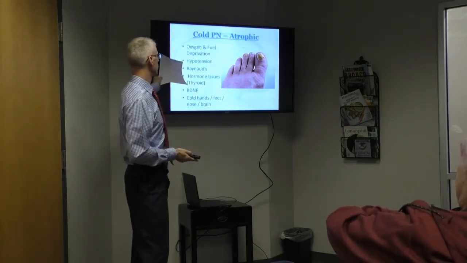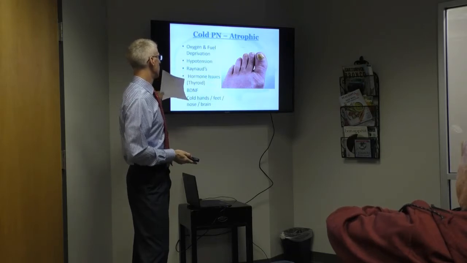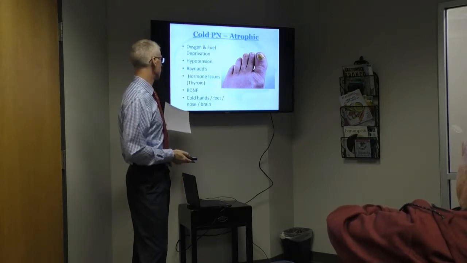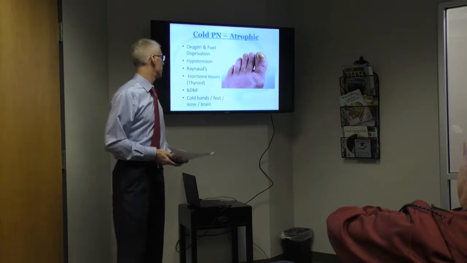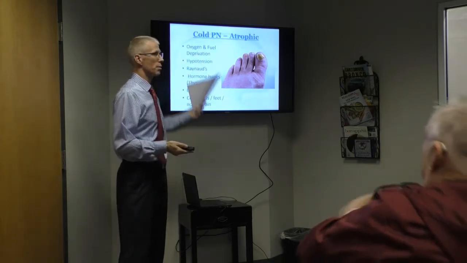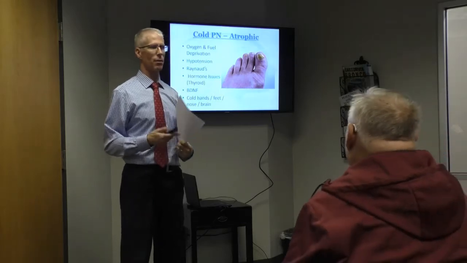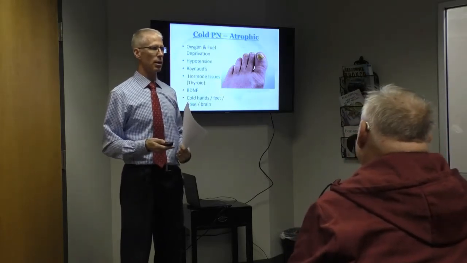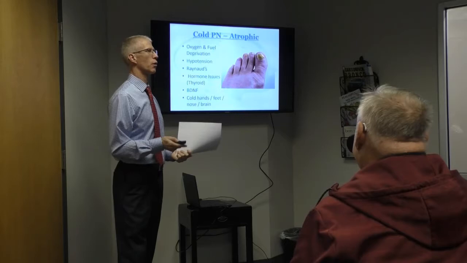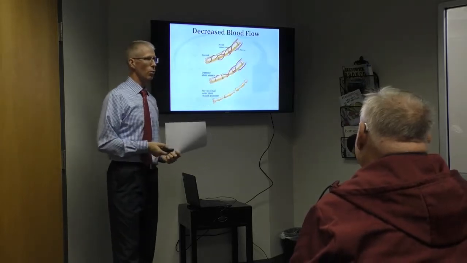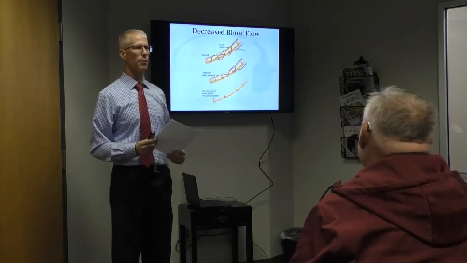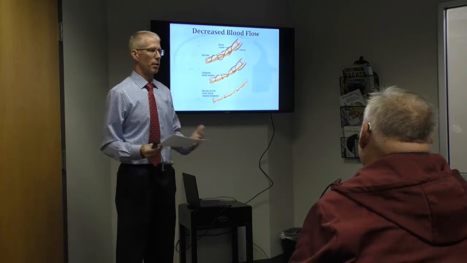People who have really, really cold hands and feet all the time, hormone issues, thyroid issues, people with brain injuries. We even see people with carbon monoxide poisoning. There's lots of different ways you can get this, but once again, this is the cold atrophic type. So what happens when there's a decreased blood flow to nerves? You can't make the thing that you need to make.